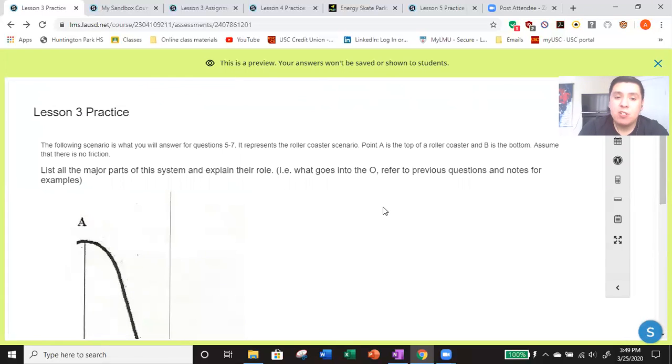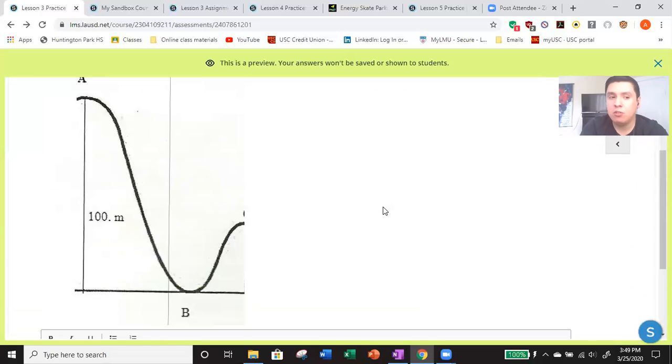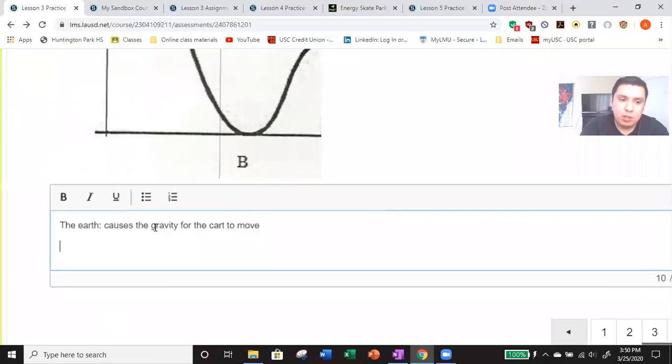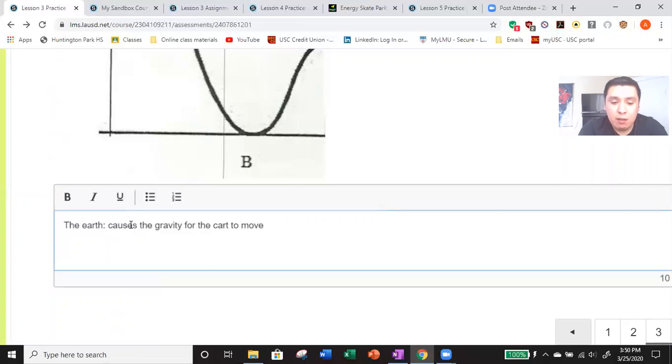All right. List the major parts of the system and explain the role. So what goes into the O of the LOL diagram? You could go to the previous questions and your notes to see through it. So we have the Earth, of course, which causes the gravity. It causes the gravity for the cart of the roller coaster to move. All right, let me zoom in so you can see it more. Then we have the cart itself.